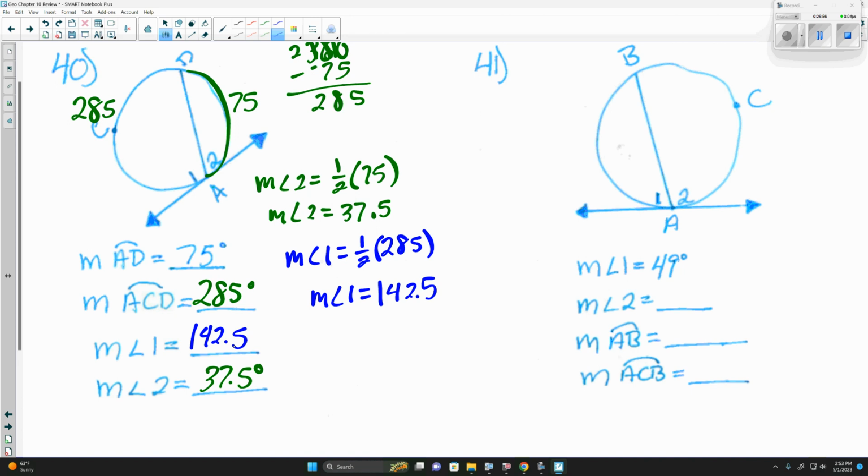Now, if you do notice, angles 1 and 2 are part of the tangent line. It does make a line.